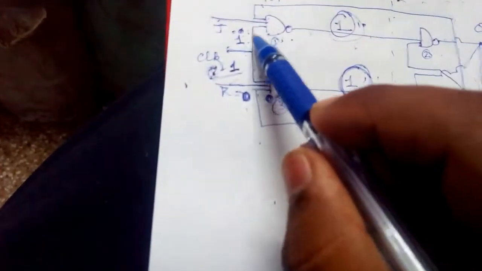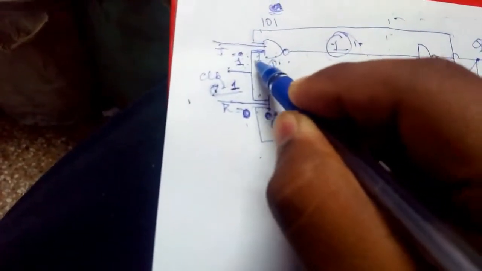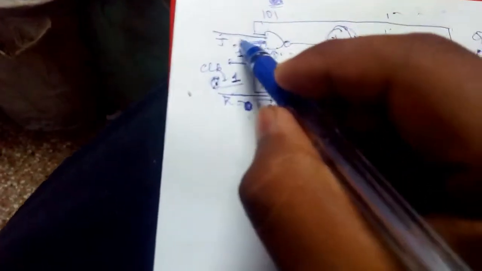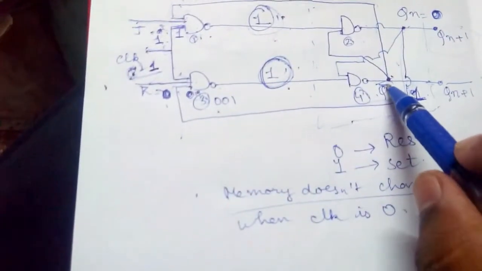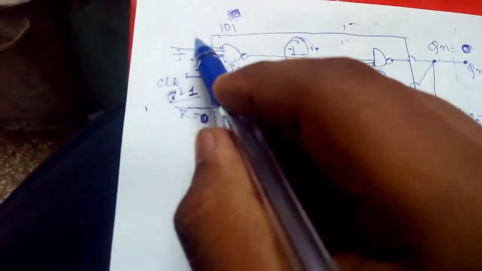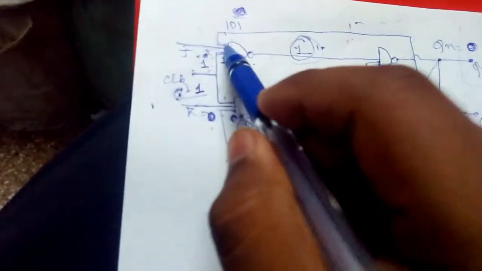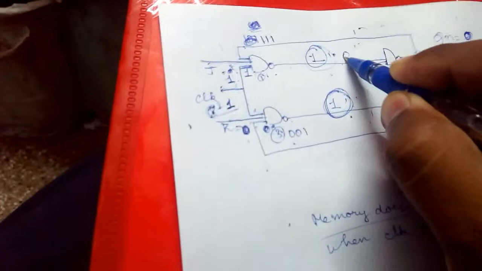Here the clock pulse is 1. J is 1. Here Qn dash is 1. Therefore the 1 would travel through this path and would join here: 1, 1 and 1, and the NAND gate for 1 1 1 is 0, therefore the outcome would be 0.